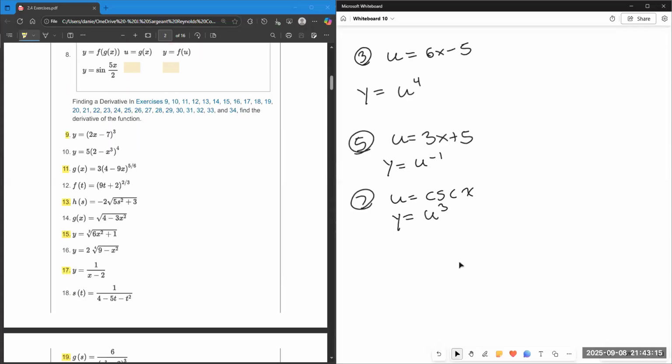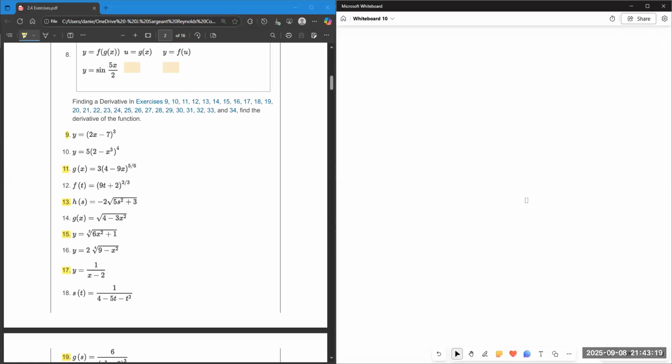Let's look now at number 9 and actually apply this to help us find some derivatives. So with number 9, y is equal to 2x minus 7 raised to the 3rd. So I'm going to make a u substitution, that u is my inner function of 2x minus 7. My u prime is going to be 2, and y is going to be u to the 3rd.